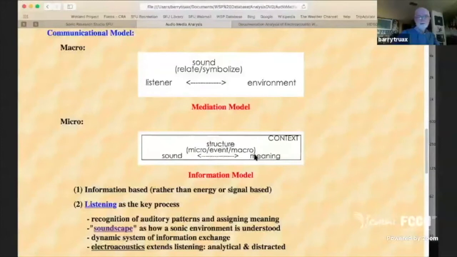And the part in brackets here, micro event and macro, just reminds us that there are multiple time levels to structure. And we can now access all of those with microsound. And the box labeled context is, of course, our outer knowledge, our knowledge of the real world and how to interpret, how to turn this into meaning, how to separate sound and derive meaning. And that is endlessly rich and, of course, culturally defined and can change. And it's not a fixed thing.